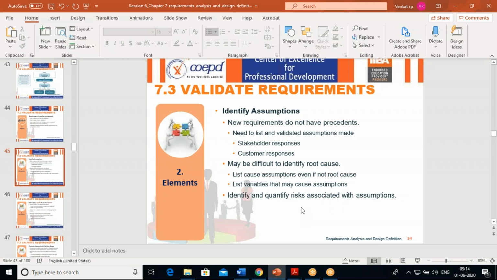We have to even understand the risks associated with these assumptions. What assumptions are you going to make? What are the risks associated with them? You need to understand that.